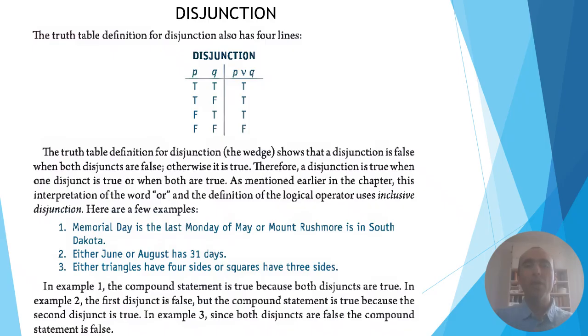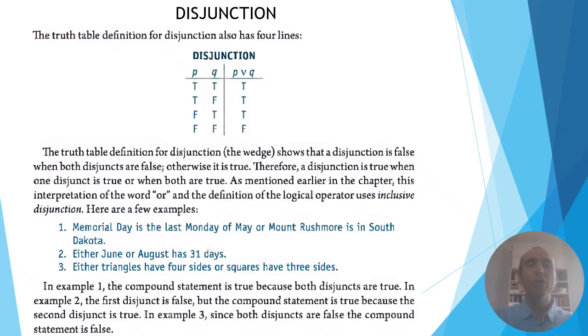As mentioned earlier in the chapter, this interpretation of the word or and the definition of the logical operator uses inclusive disjunction. Here are a few examples. 1. Memorial Day is the last Monday of May, or Mount Rushmore is in South Dakota.